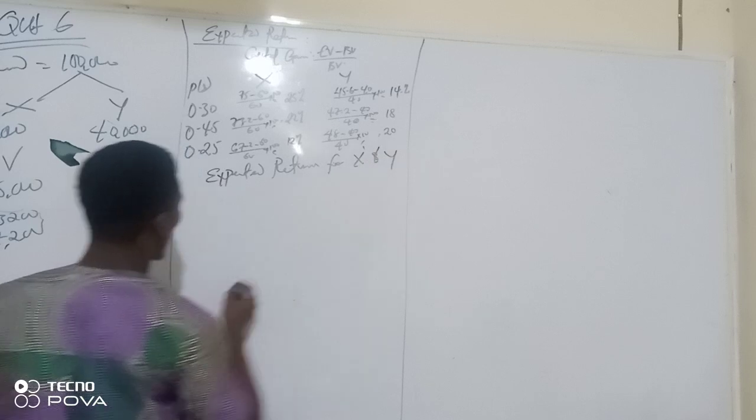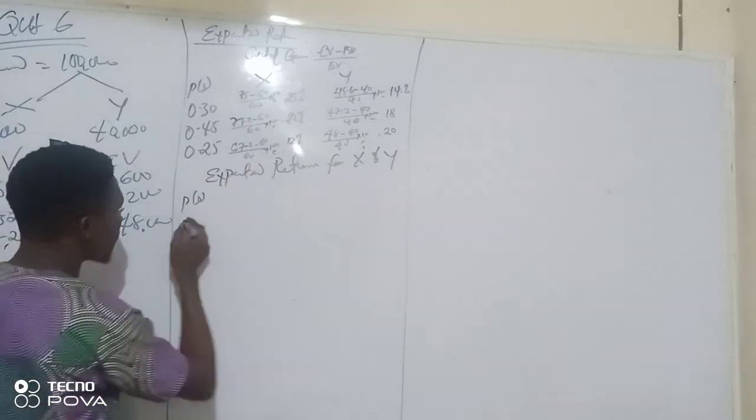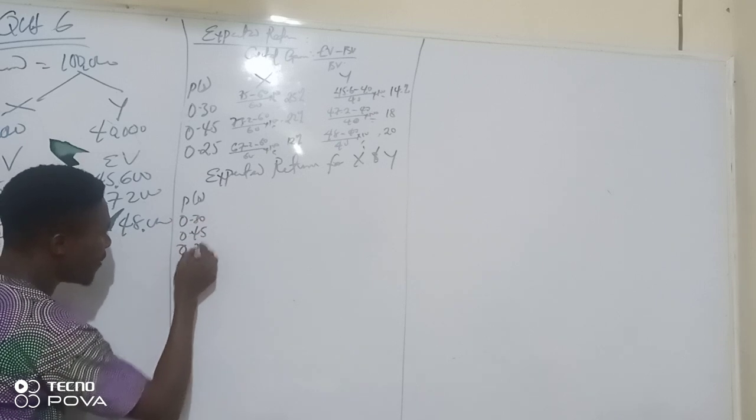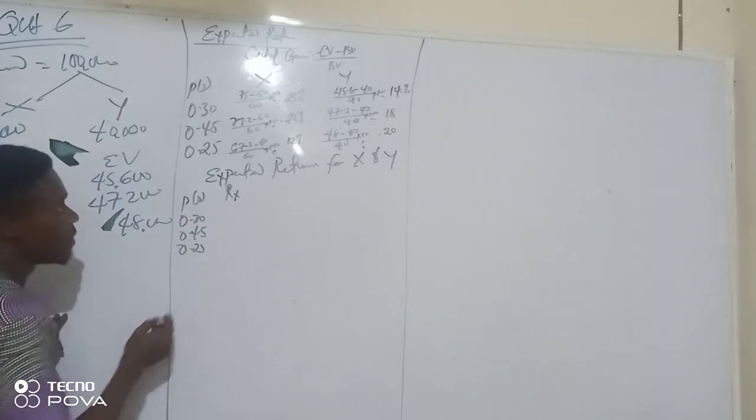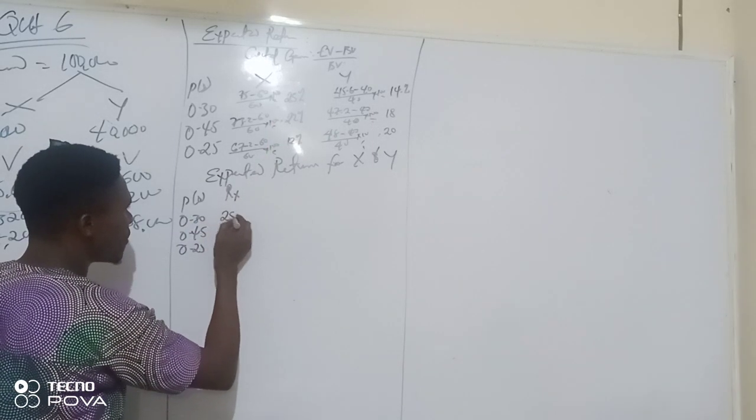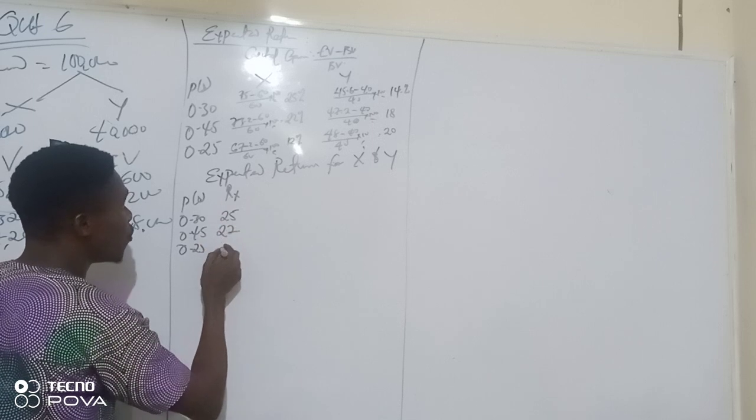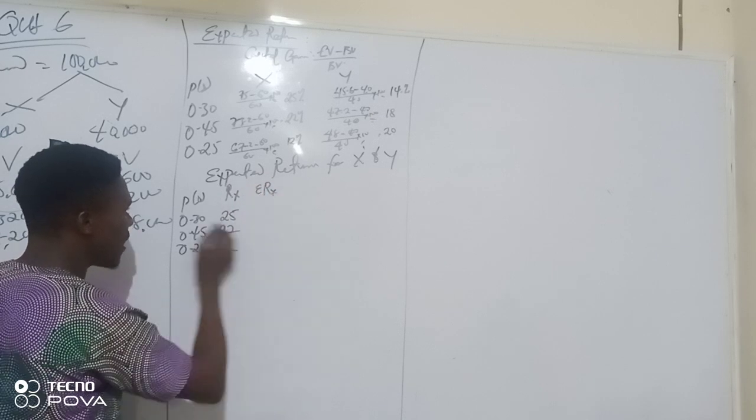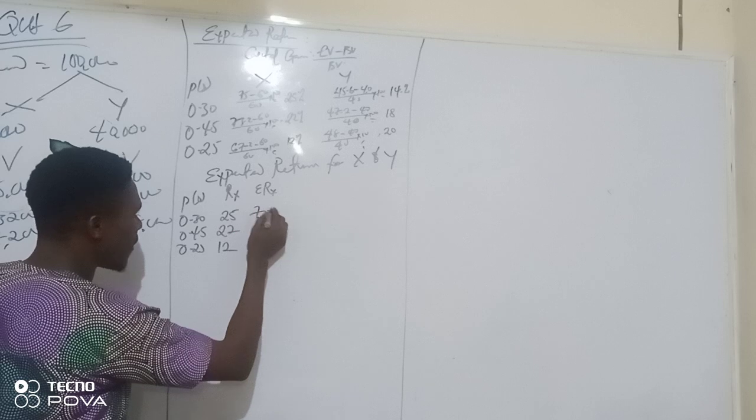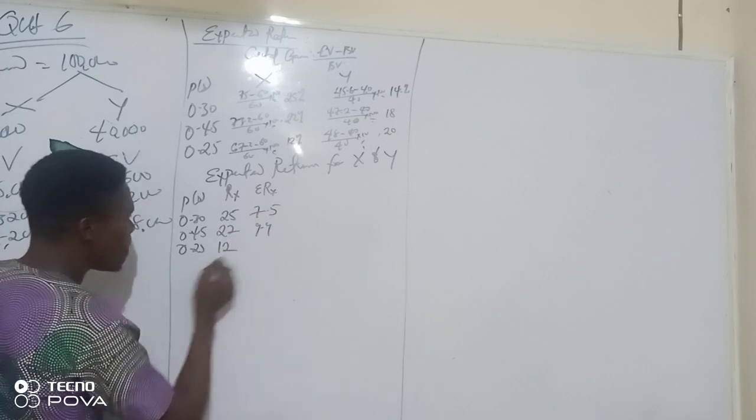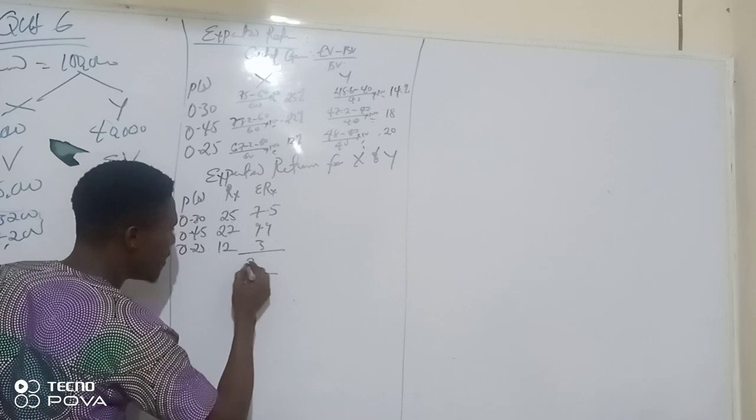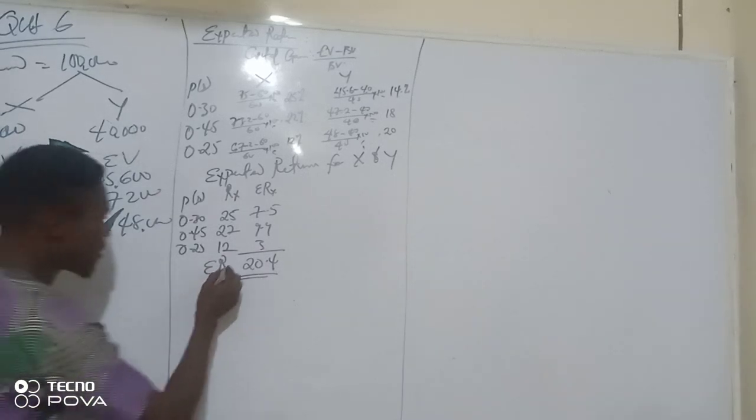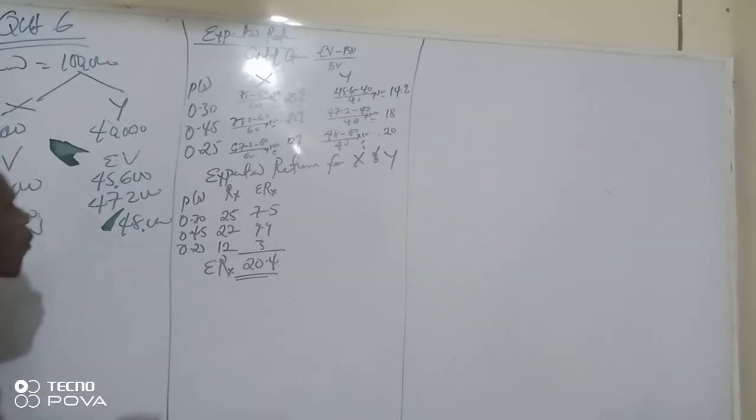and Y. Probability 0.3, 0.45, 0.25, and the return of X. So therefore the expected return of X here, this and this, 7.5, 9.9, 3, total 20.4. This is our expected return of X.